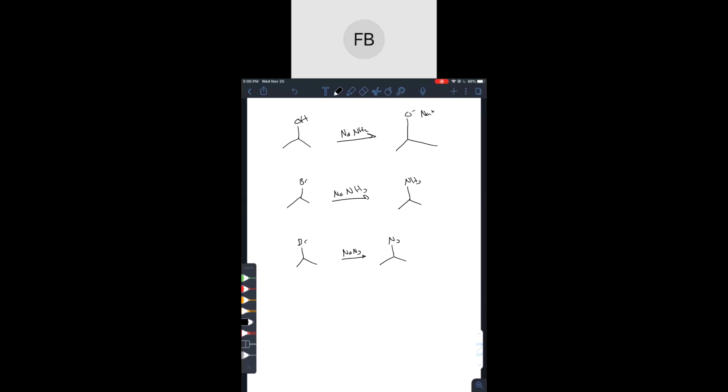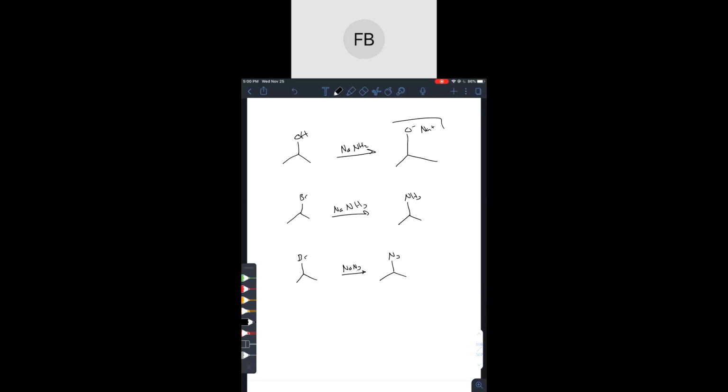If you saw an Na and an NH3, then you immediately did this, where it becomes an O minus, so it becomes a strong base, right? But the hard part about the final is recognizing all these subtle similarities.